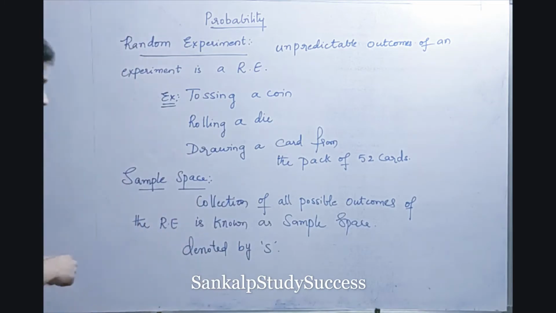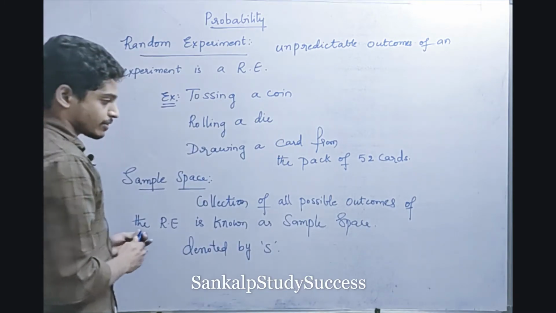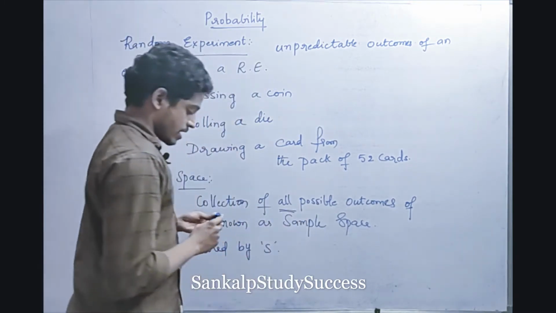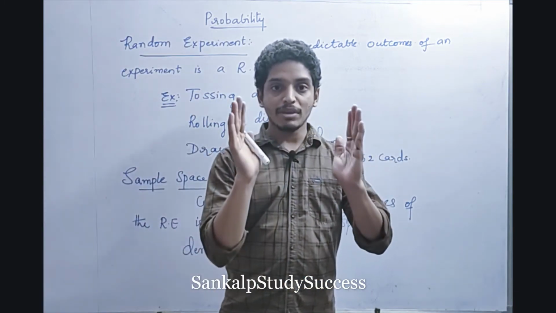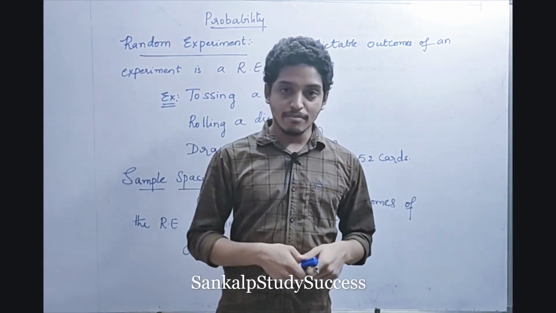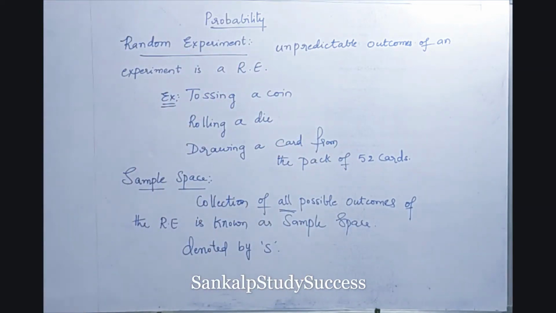Now see, sample space. What is a sample space? Collection of all possible outcomes of the random experiment is known as sample space. If I collect all the possible outcomes of the random experiment and keep them in a set, that is nothing but a sample space, friends. Sample space is denoted by capital S. These two are very important definitions.